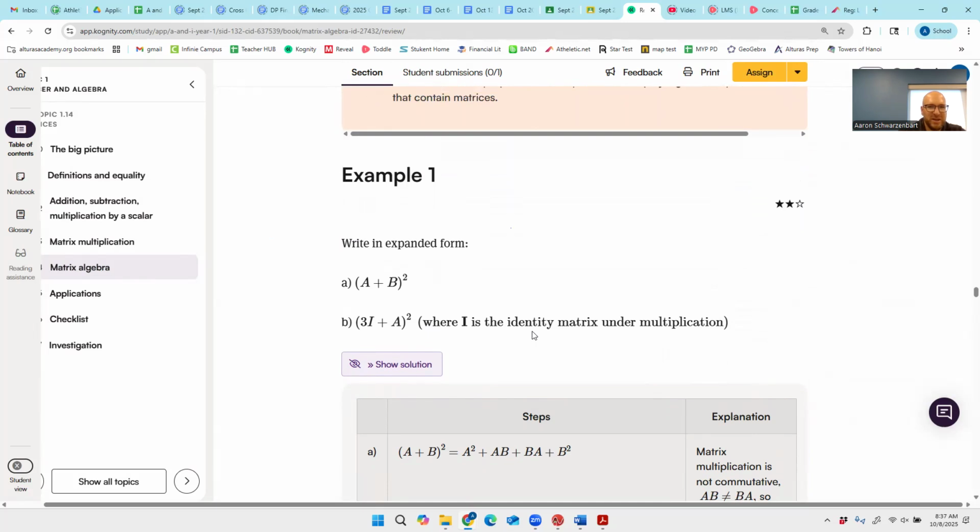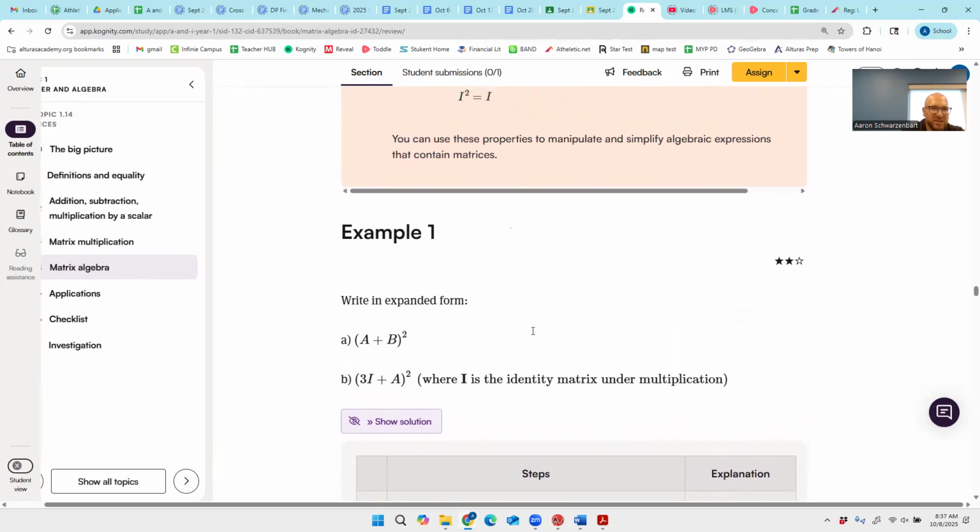Okay, so this is an expanded form. This is a little weird. You cannot use the shortcuts on this. A plus B times A plus B, and these are matrices with the capital letters. A squared plus AB plus BA. Oh, order matters. You can't do the 2AB.